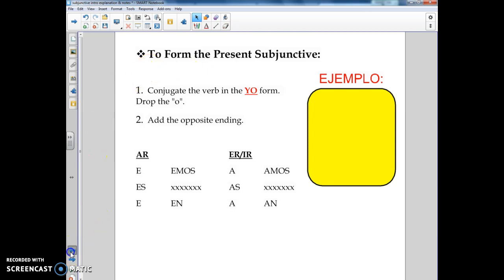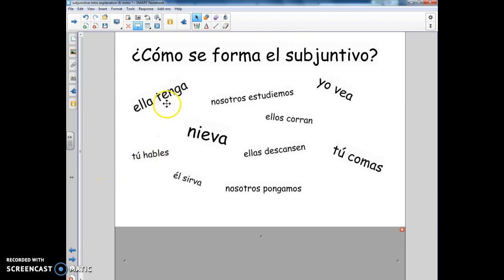So if I back up for a second, for example, the verb tener, okay, the yo form of tener is tengo. So notice what we've done here. We've dropped the O from tengo and added the opposite ending. So if it's an ER verb, we're going to use AR endings. So the ella form of tener in the subjunctive is tenga. Okay, so that's why it's so important to start with the yo form. Same thing here, pongo. We drop the O and add amos.